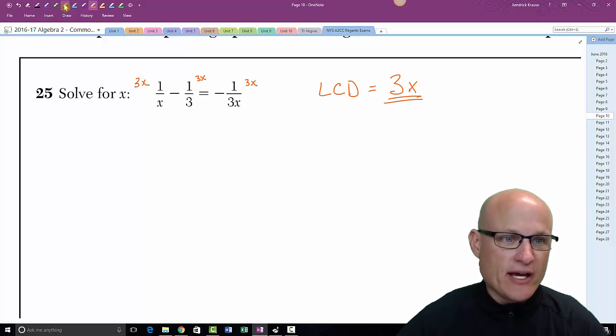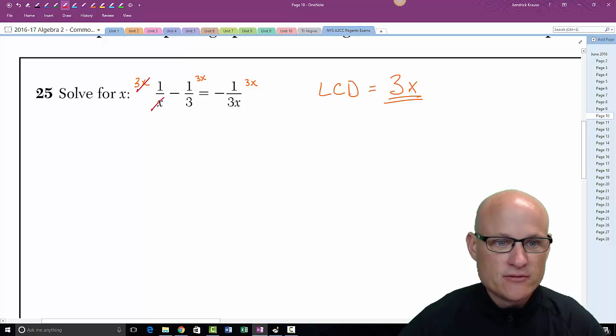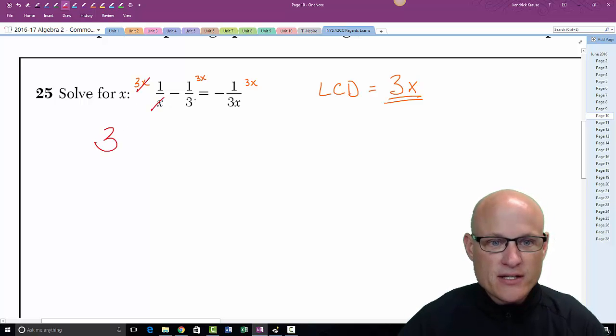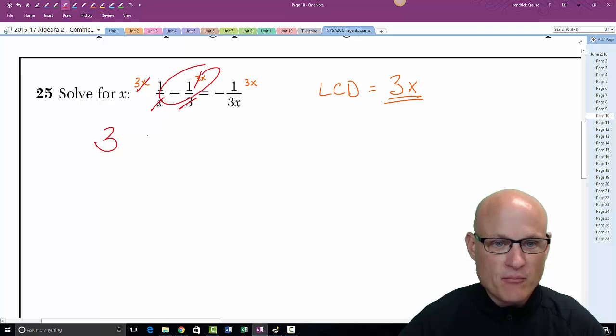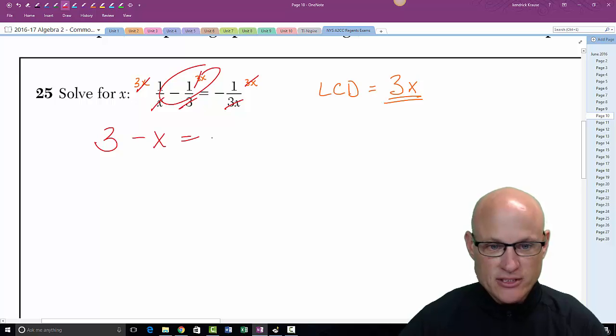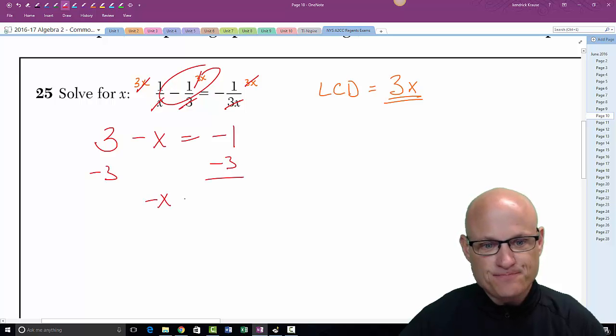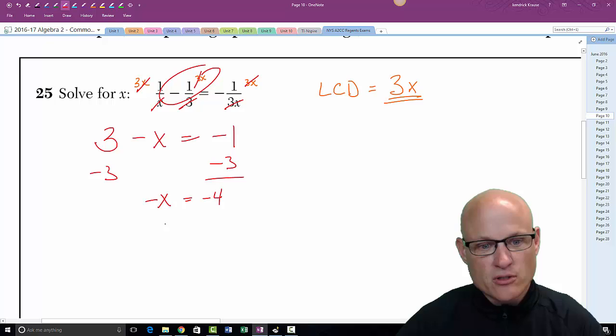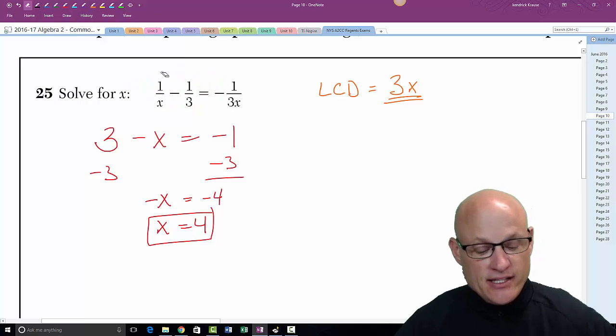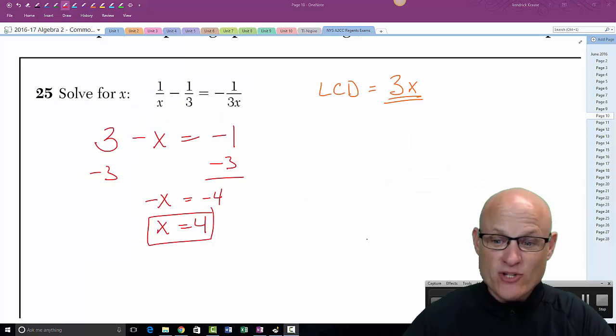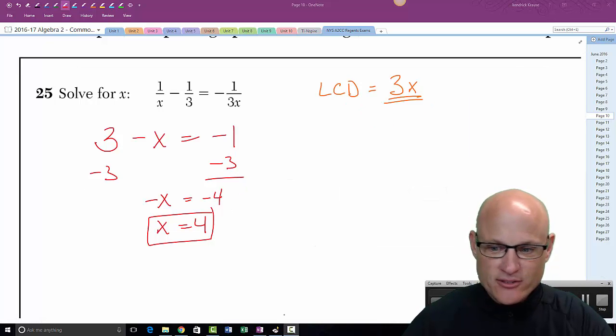Now when I do that, here the x's cancel, and I'm left with 3. The 3's cancel, and I'm left with minus x equals, now the 3x and the 3x cancel, leaves me negative 1. Subtract 3, I get negative x equals negative 4, or x equals positive 4. Now, I would suggest that if you can, check your answers. There's no reason not to check your answers.